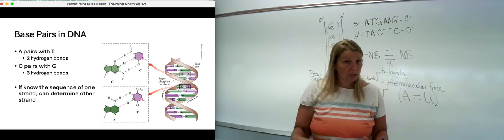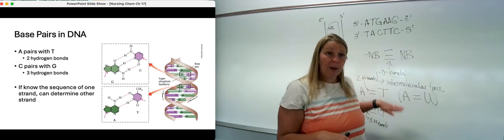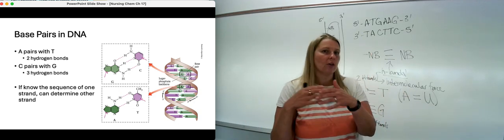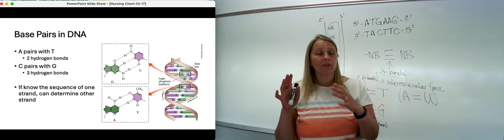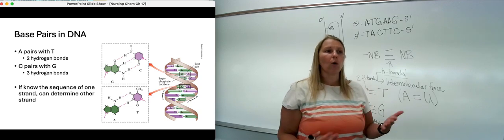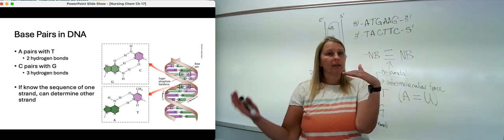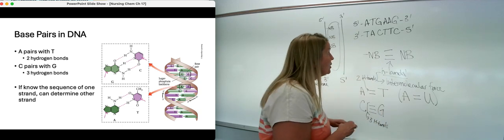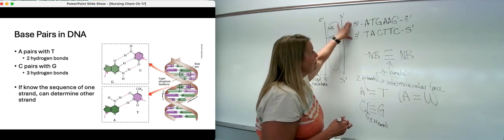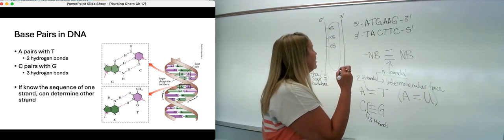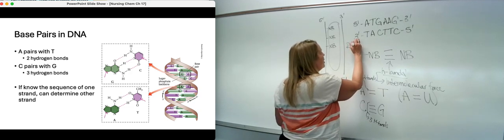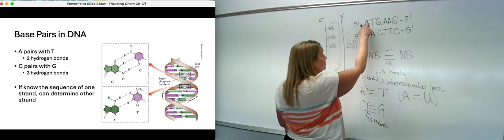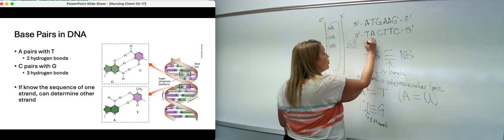So you should be able to, now that you know how these pairings work, for every A, you get a T. For every T, you get an A. For every G, you get a C. For every C, you get a G. If I give you the sequence of one, you should be able to predict the sequence of the other. Now remember, the only difference is this would be in DNA. If you're trying to predict the new sequence in RNA, all you do is it would be the same as matching here, except you would replace T's with U's.